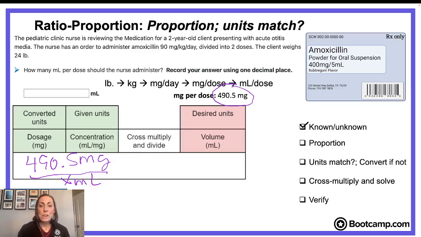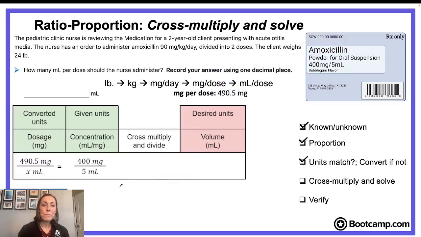So what do we know here? We know that we have 400 milligrams per 5 mLs. All right, because that's that relationship. So now we have our milliliters on the bottom, our milligrams both on top, and we can cross multiply. So we take our 490.5 times 5 and our 400 times our X.